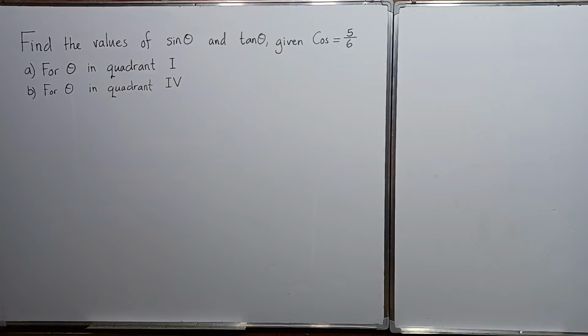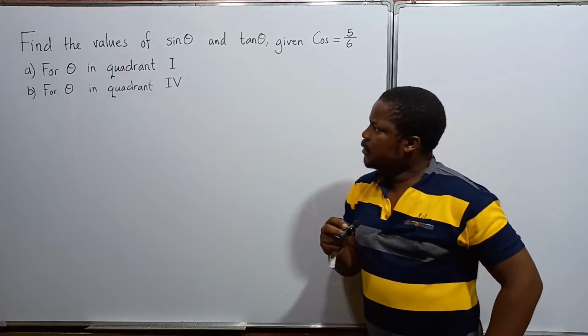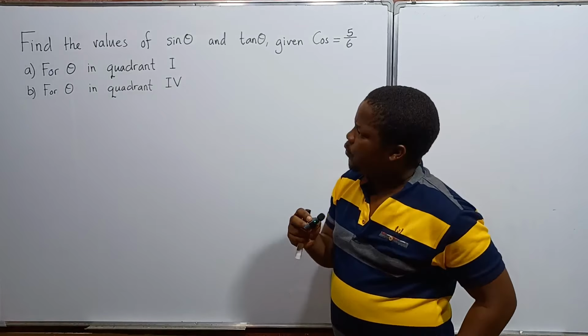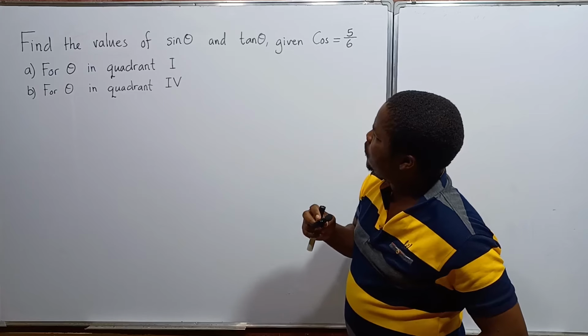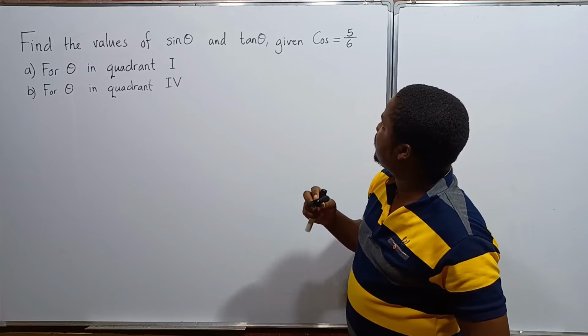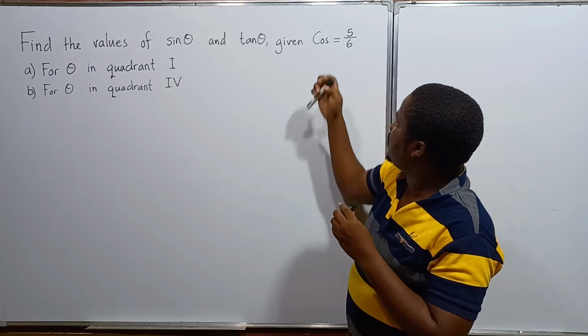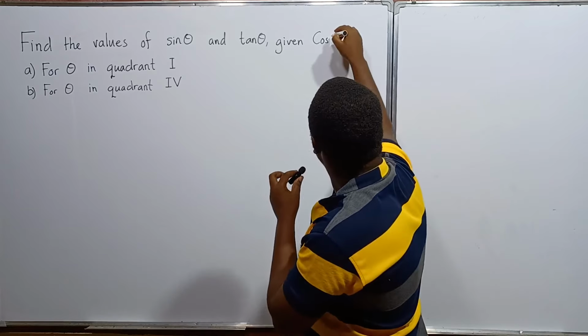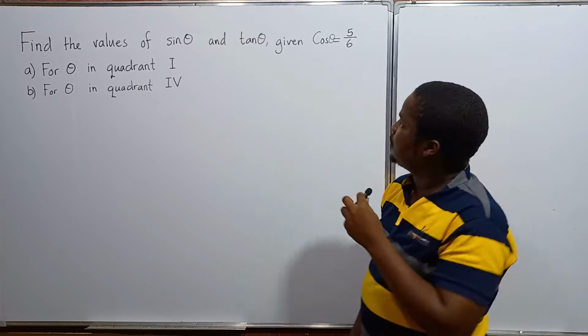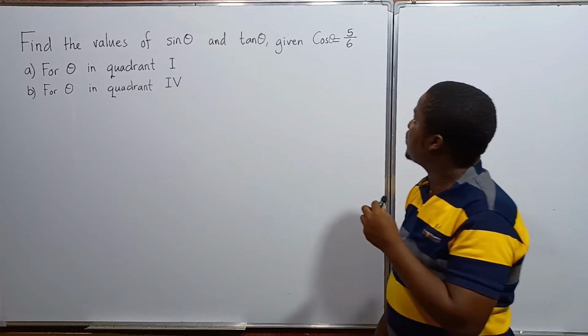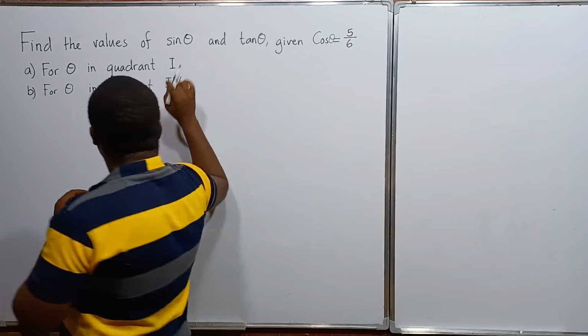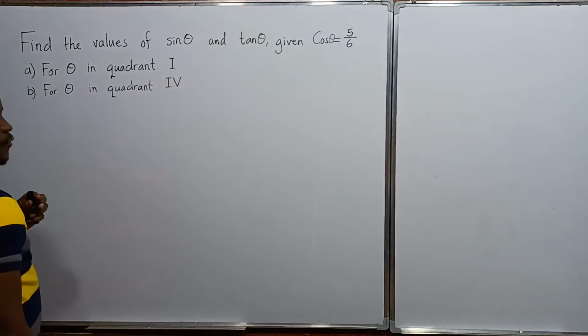Hi guys. So we have this problem with us. Let's see how we can break it down. The question reads: Find the values of sine theta and tan theta given that cos theta is equal to 5/6, and this is in the first quadrant, and also theta in the fourth quadrant.